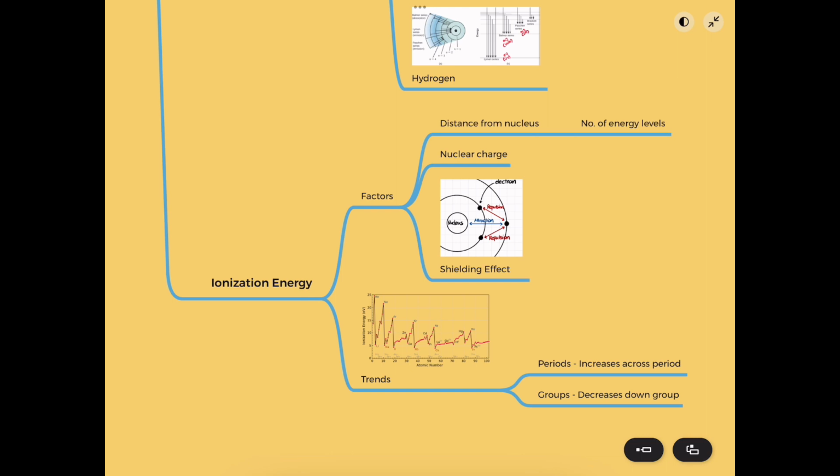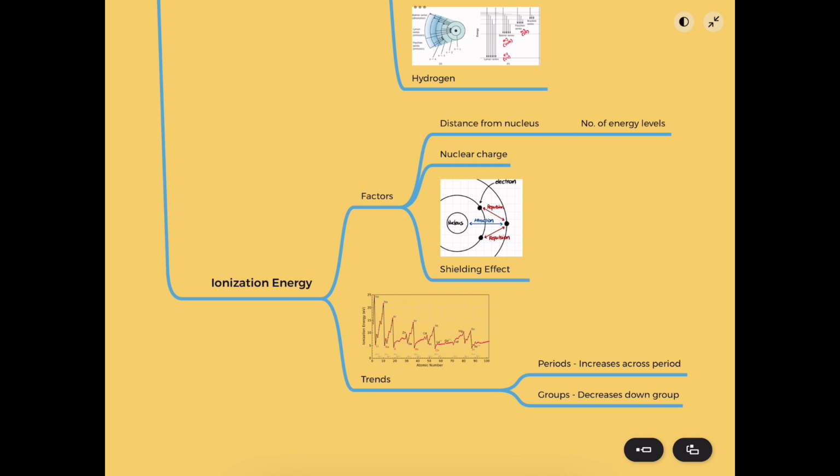Ionization energy is decided by three factors. The first is the distance from the nucleus, which states that as electrons get closer to the nucleus, the attraction between them increases, increasing the energy requirement to get them apart. This differs the most depending on the number of energy levels.